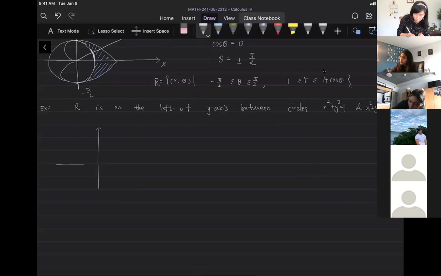Do you know how to sketch the graph of this problem? We have two circles, right?